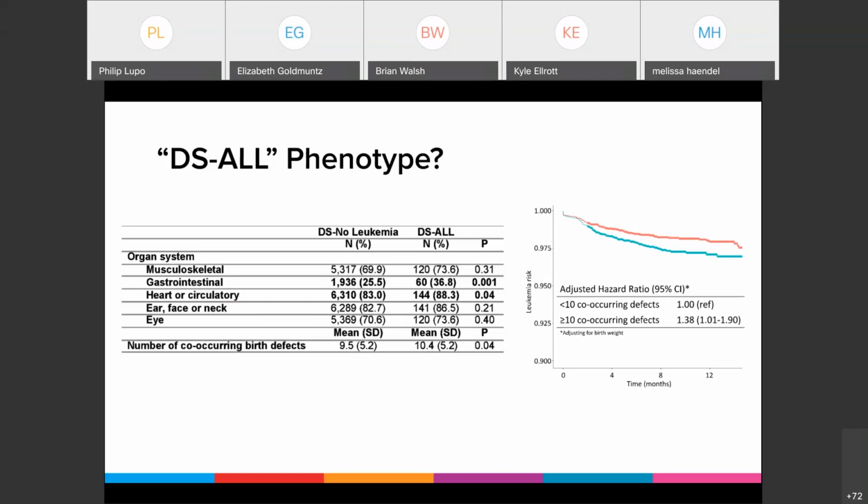So, for instance, the children that went on to develop ALL were more likely to have gastrointestinal defects. They were also more likely to have congenital heart disease. And then, as you can see at the bottom of this table on the left, they had a higher number of co-occurring birth defects than the children that did not develop acute lymphoblastic leukemia. So we took that threshold of 10 or more co-occurring birth defects as a dichotomous definition of phenotypic severity. And again, you can see on this right panel that the children with 10 or more co-occurring birth defects were about 40% more likely to go on to develop acute lymphoblastic leukemia. So next slide.